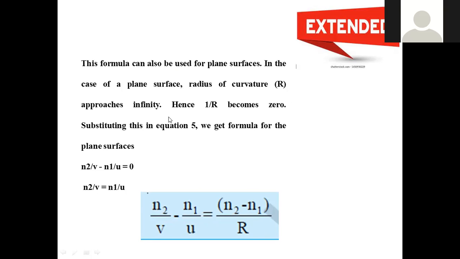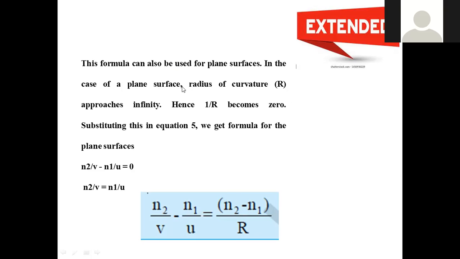What could be the reason for this? Why did the entire right-hand side term become 0? The reason is, this formula is also used for a plane surface. In the case of a plane surface, the radius of curvature approaches infinity. When the value is infinity, 1 by infinity is always 0. So any parameter multiplied by 0 makes that entire term 0.